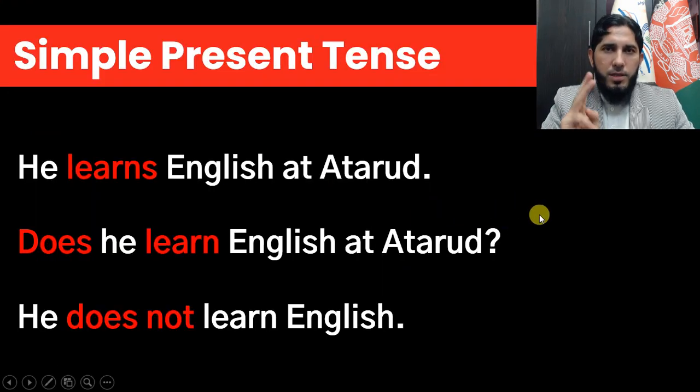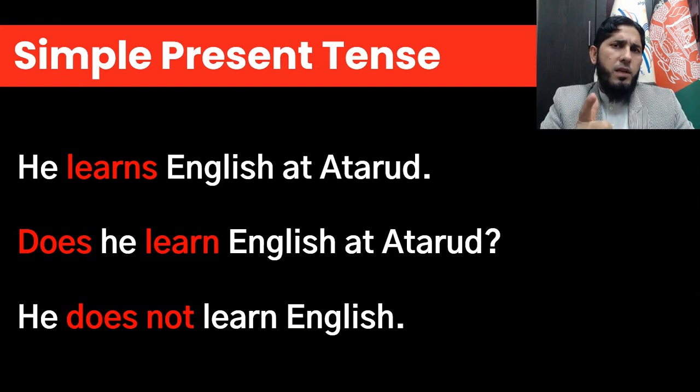First, the three simple tenses. Simple present tense. This tense is mainly used to talk about regular, daily, and habitual actions. Look at the example: He learns English at a tutor. Now, if you want to change this affirmative sentence to interrogative or question form, you need the auxiliary does.